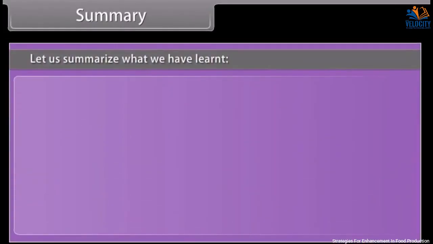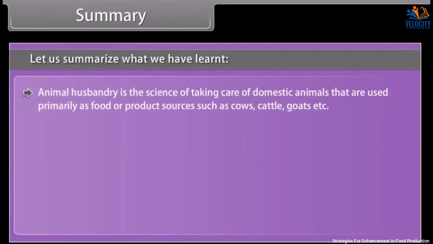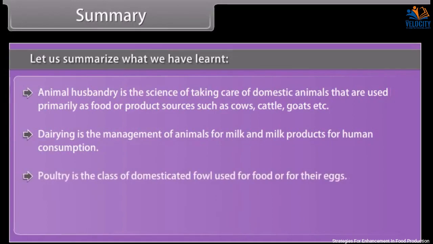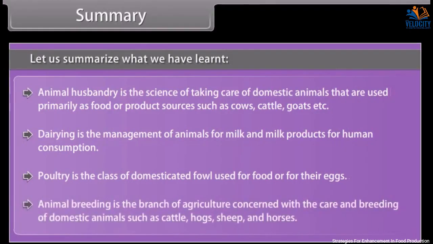Summary. Let us summarize what we have learned. Animal husbandry is the science of taking care of domestic animals that are used primarily as food or product sources, such as cows, cattle, goats, etc. Dairying is the management of animals for milk and milk products for human consumption. Poultry is the class of domesticated fowl used for food or for their eggs. Animal breeding is the branch of agriculture concerned with the care and breeding of domestic animals such as cattle, hogs, sheep, and horses.